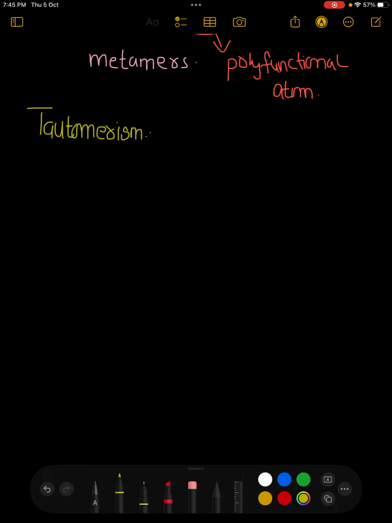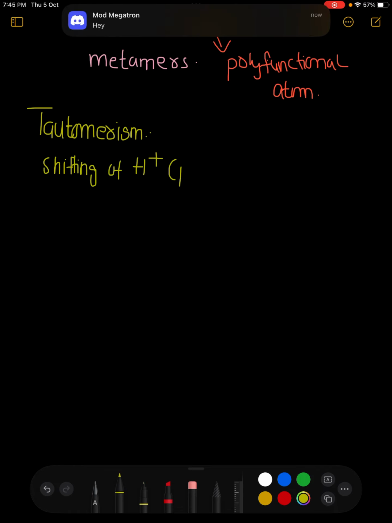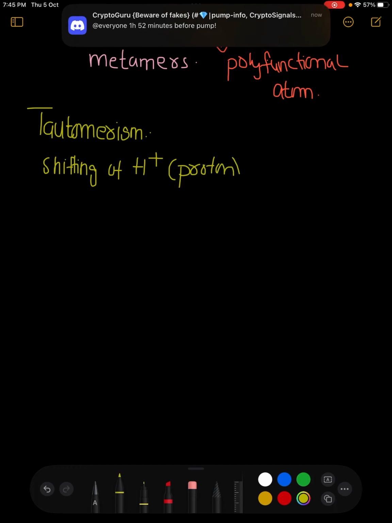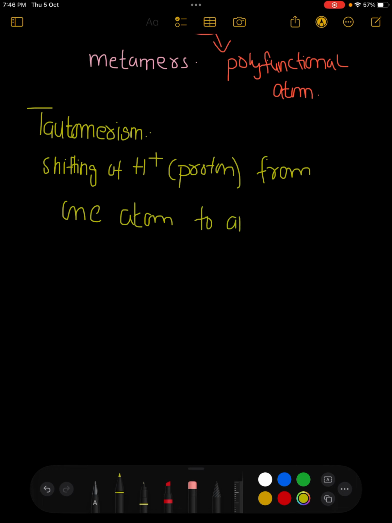Now let's discuss another type of isomerism, which is known as tautomerism. Tautomerism, basically there is a shifting of hydrogen proton from one atom to another within the same molecule.